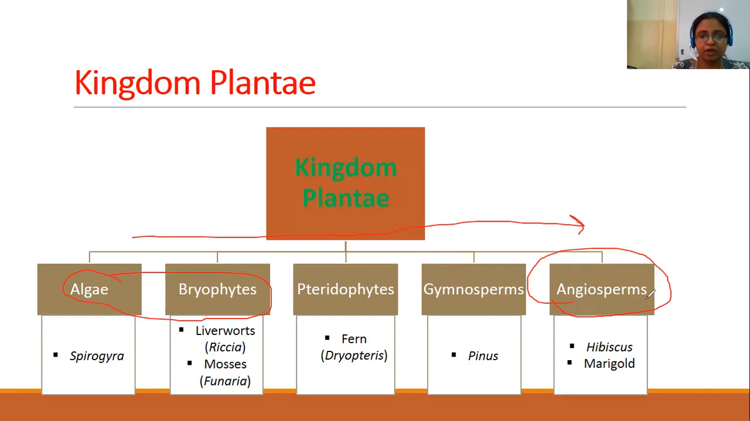Fine. So these are the angiosperms. This is the flowering plant. This is the higher group in which all the angiosperms, the flowering plants, are included. So these are the different representatives that we are going to study today. Fine. So let's start with it.